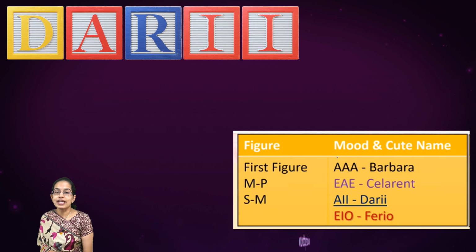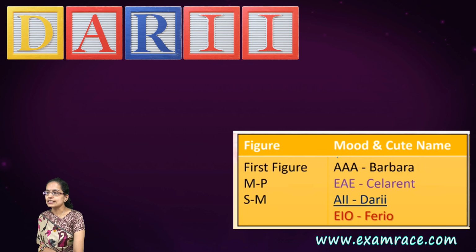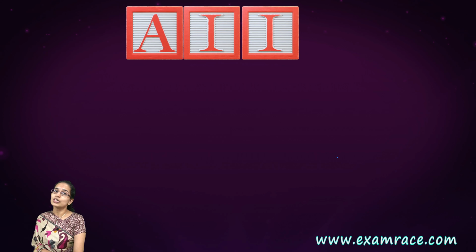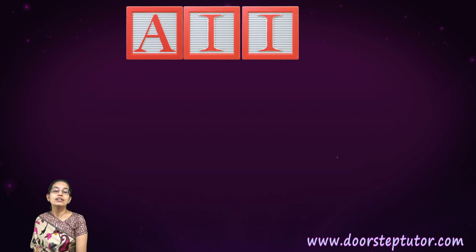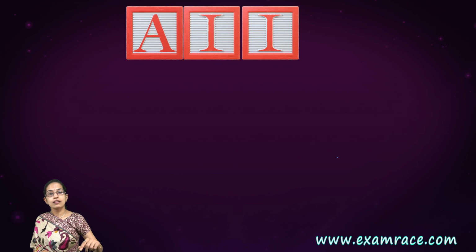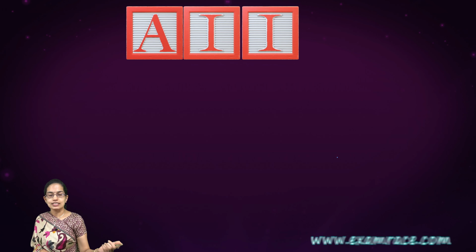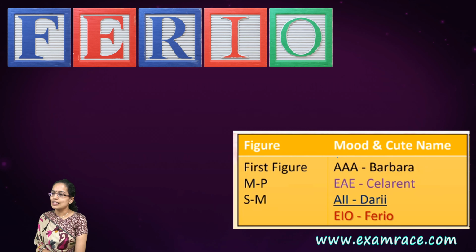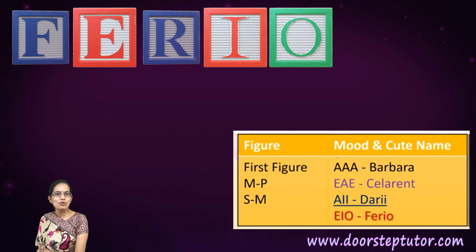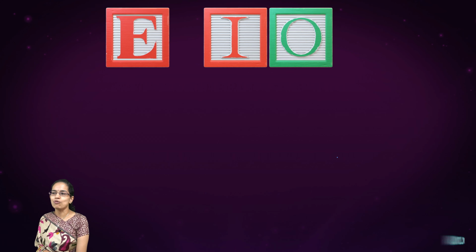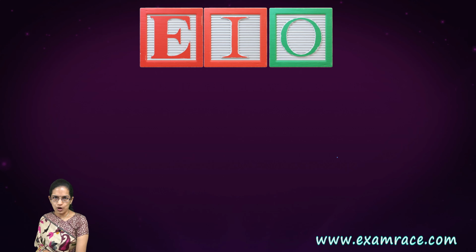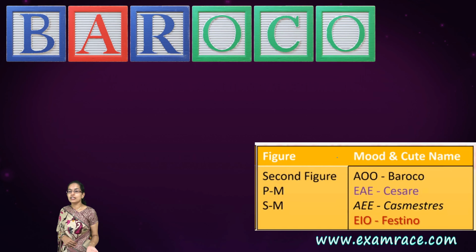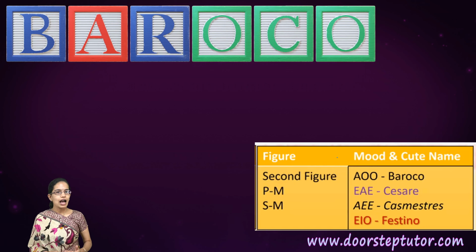Okay, so again Darii. Now Darii, as I said, I remove the consonants. I have AII. Now this AII is figure 1. We would also have AII in figure 3, which is Datisi, which we would understand in a while. The next one for figure 1 is Ferio. Again I remove the consonants and I have the vowels EIO, which is figure 1. So now we are done with the figure 1 valid forms. Coming on to the figure 2 valid forms, we again have 4 of those.